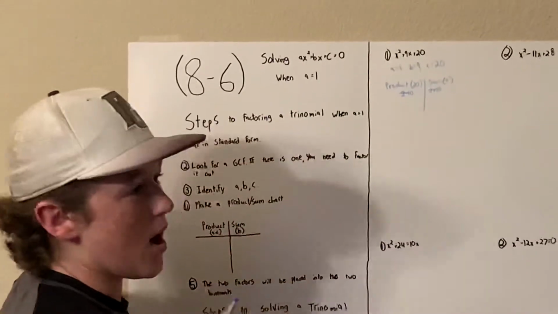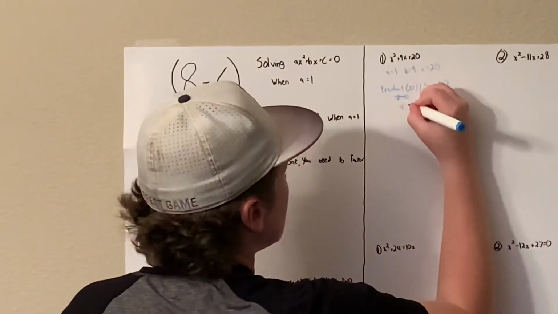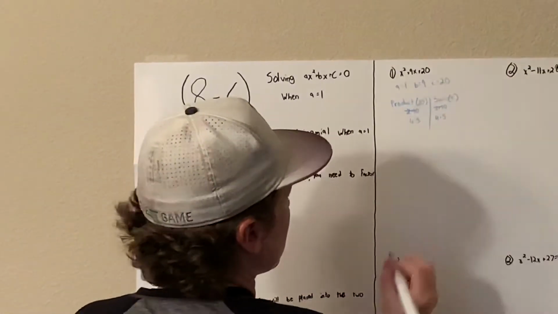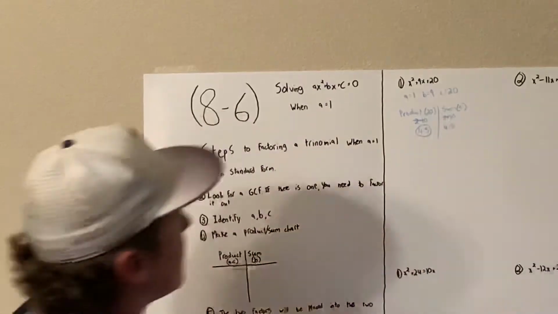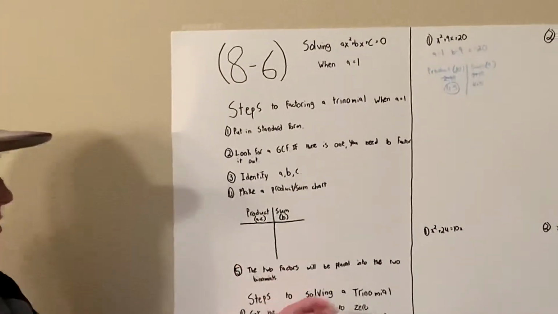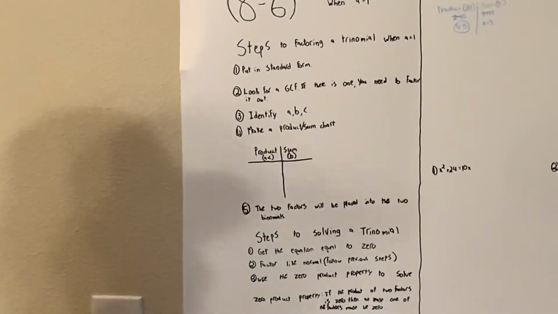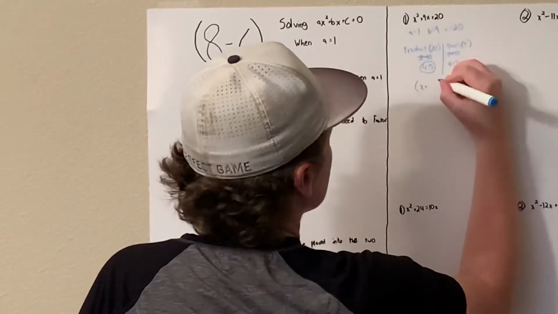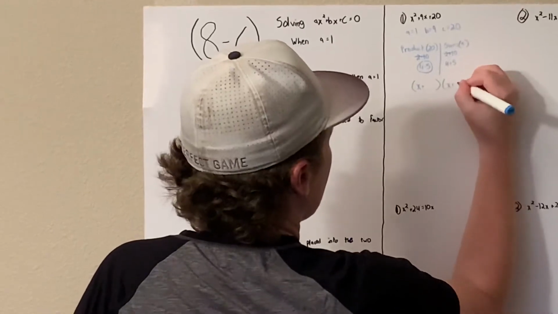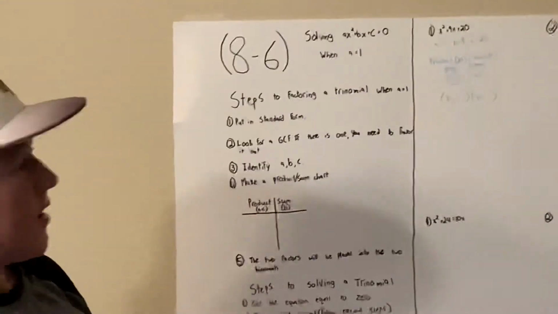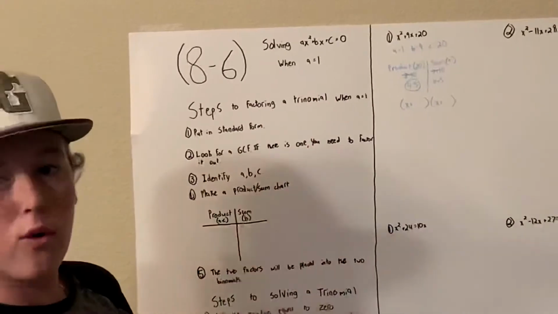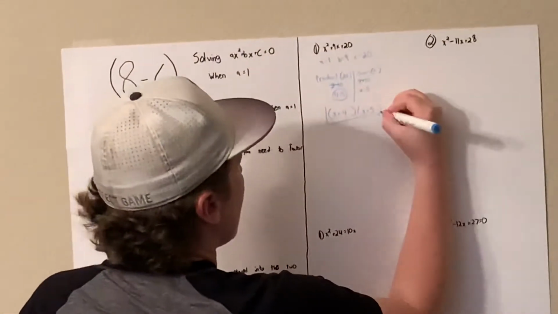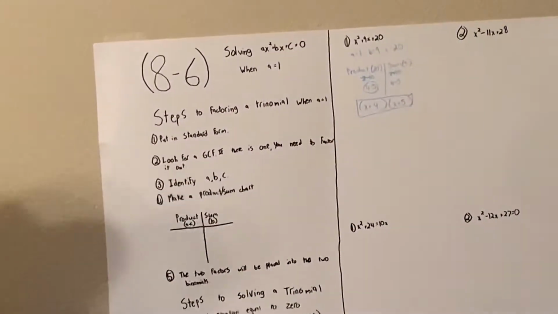Then let's try 4 times 5. 4 times 5 equals 20. 4 plus 5 equals 9. So that would be it. Then, step 5 is the two factors will be placed into the two binomials. Two binomials, you would do x plus and then x plus. Then, since our numbers were 4 and 5, you would do 4 and 5. And that would be your answer.